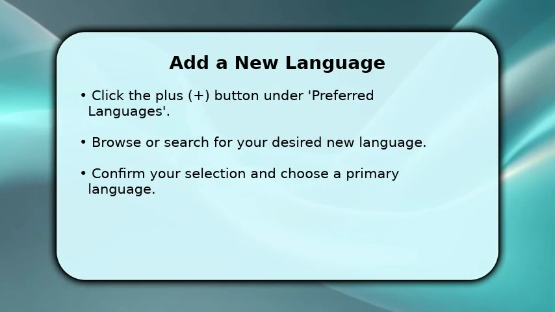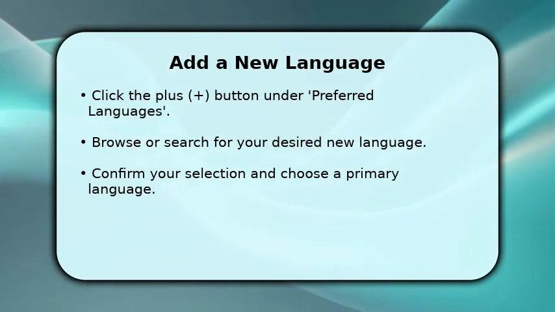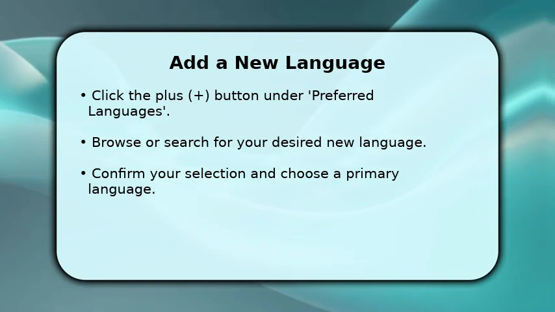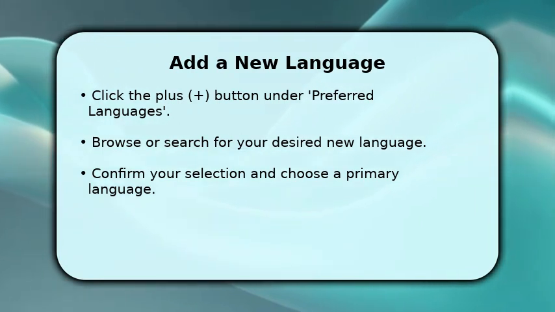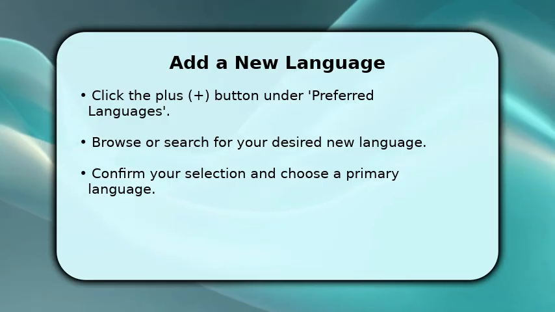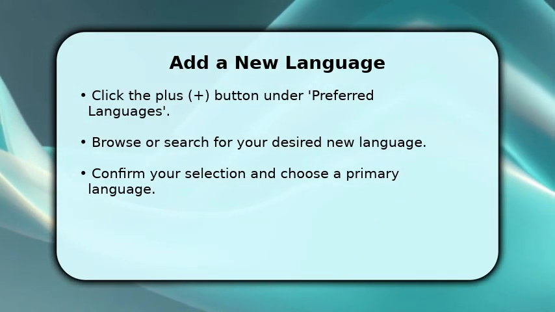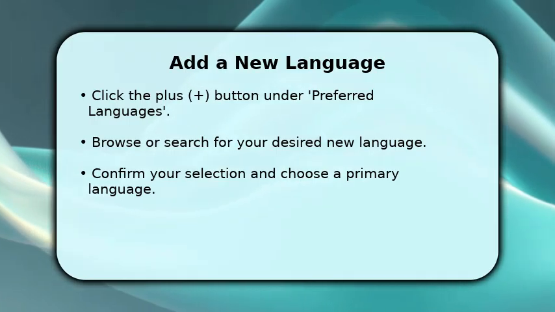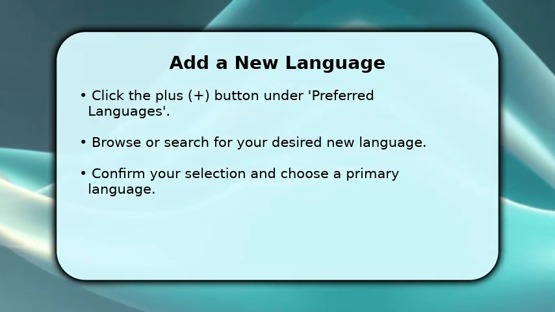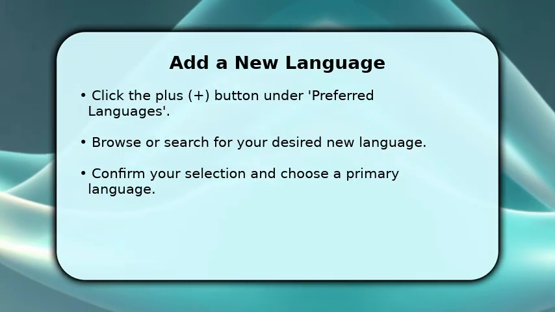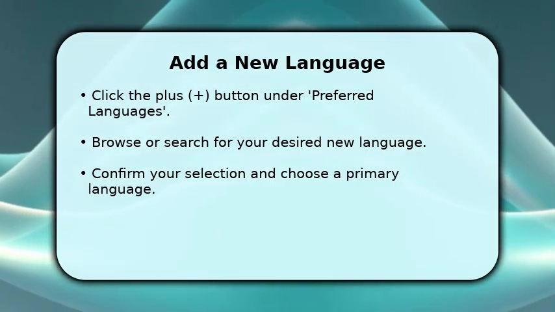To add a new language, click the plus button located below the Preferred Languages list. A window will appear, allowing you to browse or search for the language you wish to add. Once you find it, select it and click Add. You will then be prompted to choose whether this new language should become your primary language immediately. Make your selection to proceed with the change.